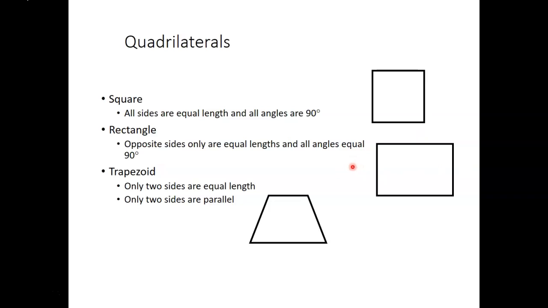Now your math teacher will tell you that a square can be a rectangle. When you're in math class, that's okay. But when you're in engineering, we need to go about it this way. Trapezoid. So a trapezoid only has two sides that are equal length. So it's these two, the two that's leaning. Okay, and only two sides are parallel. That's these two. Okay, so that's the reason why we get the look that we get here.